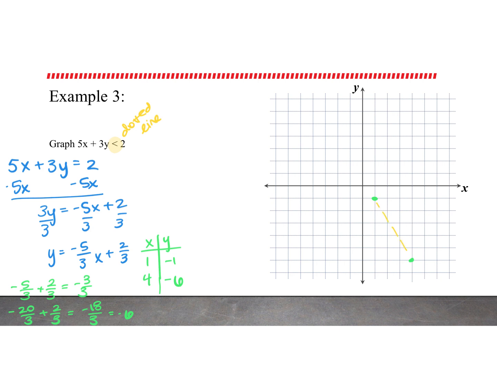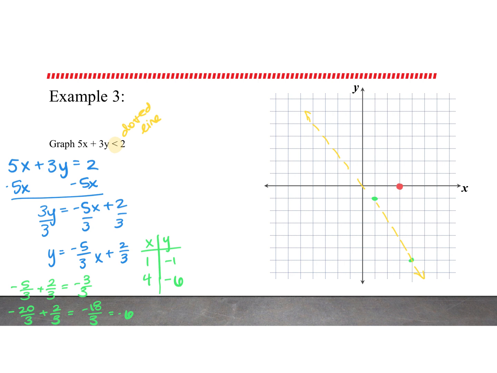So a nice little dashed line for our boundary line. And then we can pick out our test point. I always try to make sure I pick something far enough away from our line that I didn't accidentally get too close to the line and it's on the wrong side. So I'm going to pick something right here.